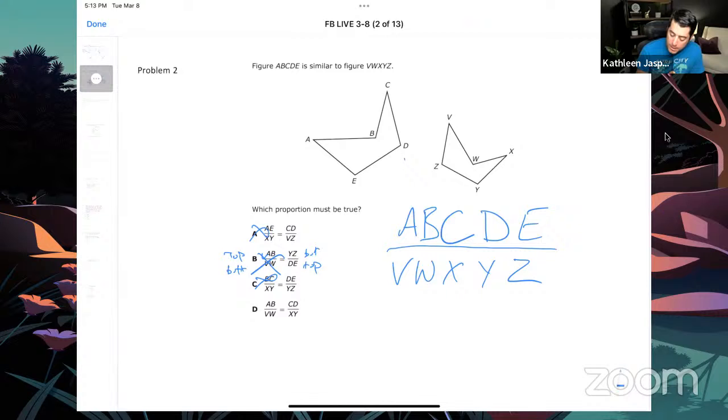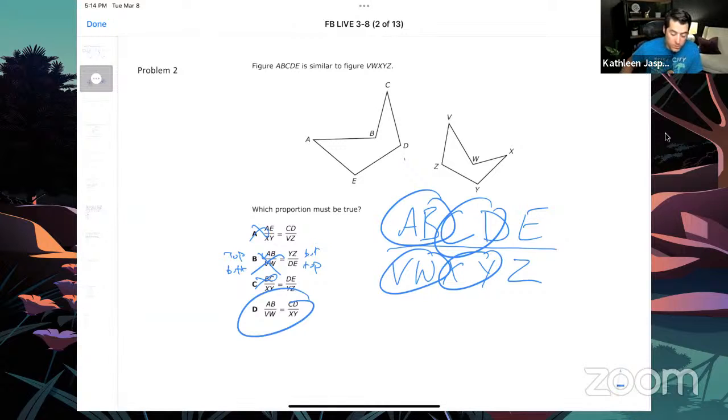So if we go AB, which is this here, over VW, which is this, okay, so top, bottom, then CD, that's this one, over XY, over this one, and you'll see that that is a correct proportion for these two figures, which are similar to each other. So 2 is going to be D. So just make sure when you get similarity or congruent.